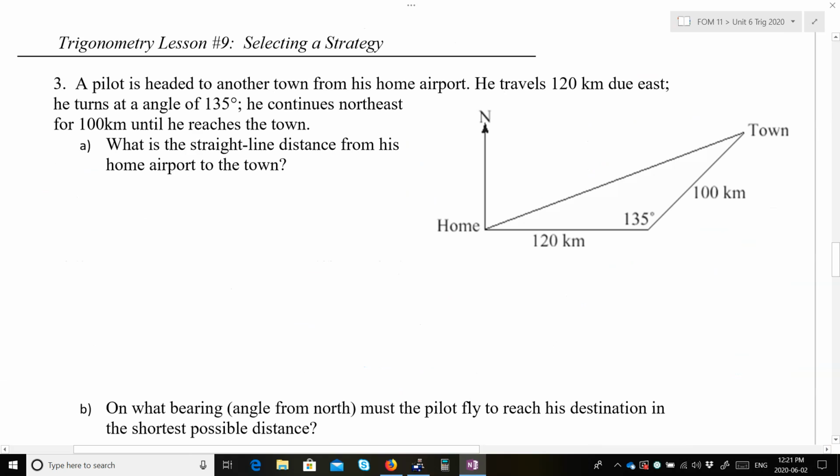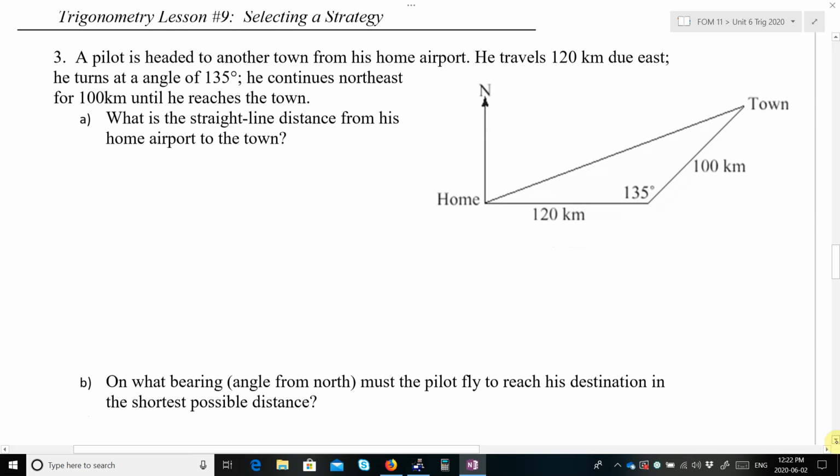Okay, here's number 3. A pilot is headed to another town from his home airport. He travels 120 kilometers due east. He turns at an angle of 135 degrees. He continues northeast for 100 kilometers until he reaches the town. What is the straight line distance from his home airport to the town?